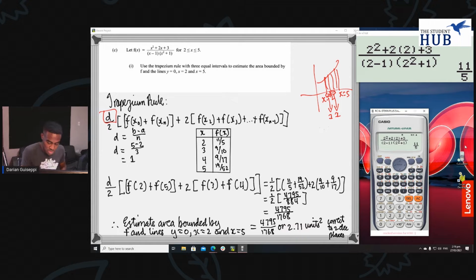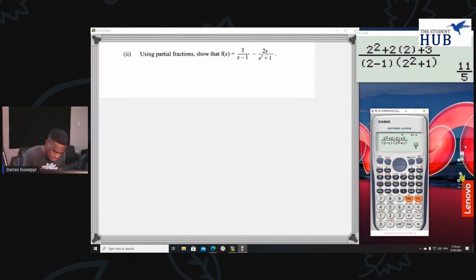So let's move on now to the next part, part 2. They say, using partial fractions, show that f of x is equal to this here. So we are required to show that f of x is equal to these two fractions here. So we have to show that.